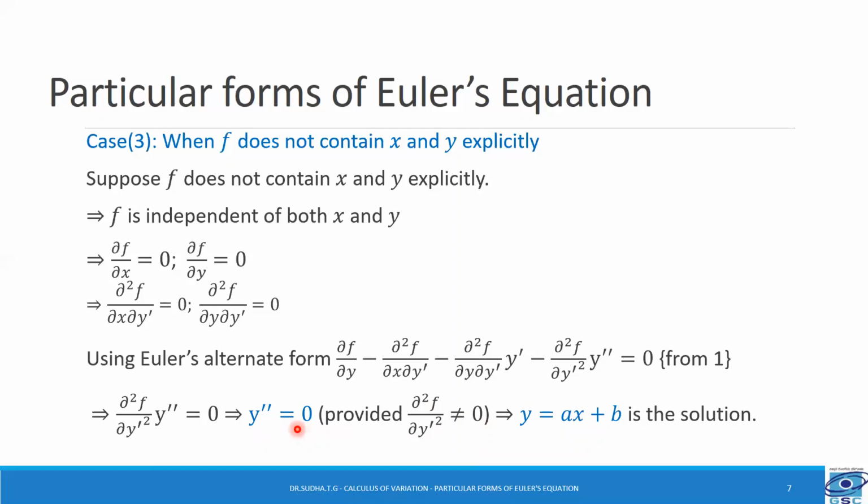When we integrate this twice, we get y is equal to ax plus b, where a and b are constants of integration, to be the solution, and this solution represents a straight line. So this is the third particular form of Euler's equation. I hope everybody followed the particular forms of Euler's equation. In the next session, we are going to solve problems related to these particular forms.